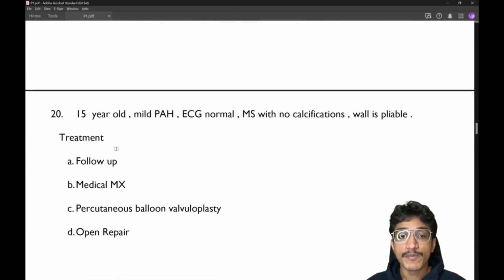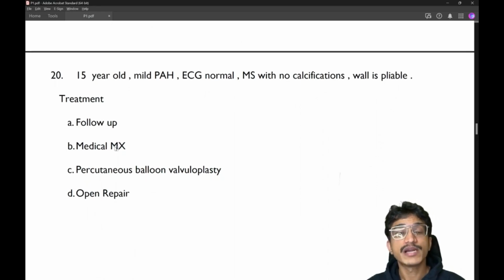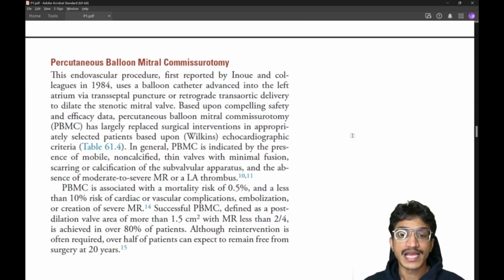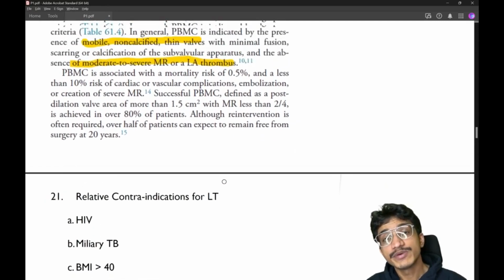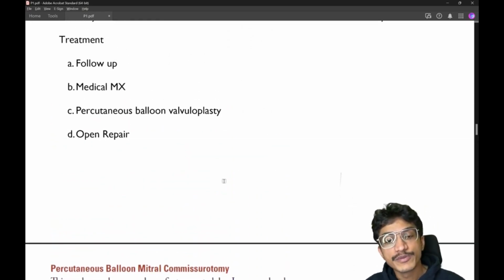Now, a 15-year-old patient, mild pulmonary hypertension, mitral stenosis with no calcifications, wall is pliable, treatment? If you see the percutaneous balloon mitral commissurotomy paragraph given in Sebastian, they have clearly mentioned that it is indicated in mobile, non-calcified, thin valves with absence of moderate to severe mitral regurgitation or an LA thrombus. And in the Wilkins grading, in grade 1 it is indicated for percutaneous balloon mitral commissurotomy.